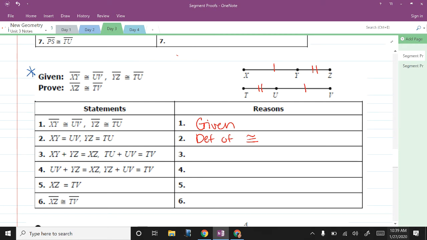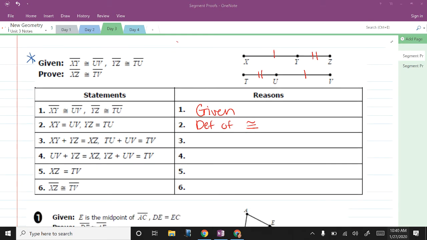Okay, then they broke it down. They said XY, which is this one, plus YZ, which is the little one, equals the whole thing, XZ. And over here they said TU plus UV equals TV. Which property or postulate says that little plus little equals big? They just did them both at the same time, and that's okay. So that one is the segment addition postulate. Y'all see that? You have to actually look at the letters and know what segment it's talking about.